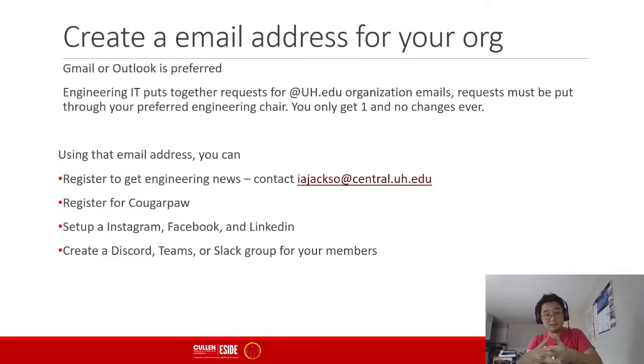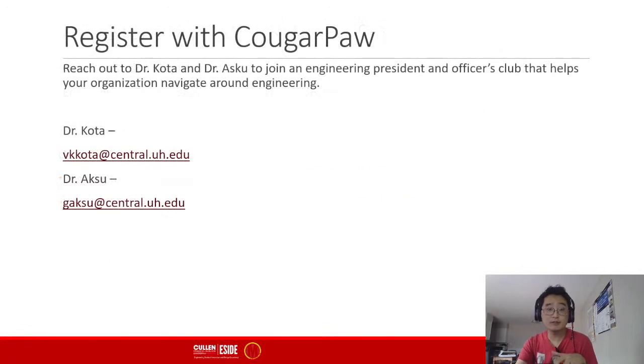Once you get an email address, either a Gmail or an official UH edu address, you can go register. You can talk to Mrs. Inez Hutchinson at the following email address to register to get engineering news. You can register for Cougarpaw. You can set up your Instagram, Facebook, and LinkedIn or other social media accounts, and you can create a Discord, Slack, or Teams group for your members so they can all hang out somewhere virtually, right?